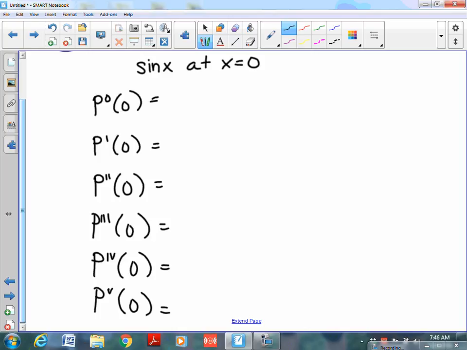So, P sub 0 is the original problem. What's the derivative of sine? Cosine. What's the derivative of cosine? Negative sine. What's the derivative of negative sine? Negative cosine. This is going to end up being the sine of x, and this is going to end up being the cosine of x.